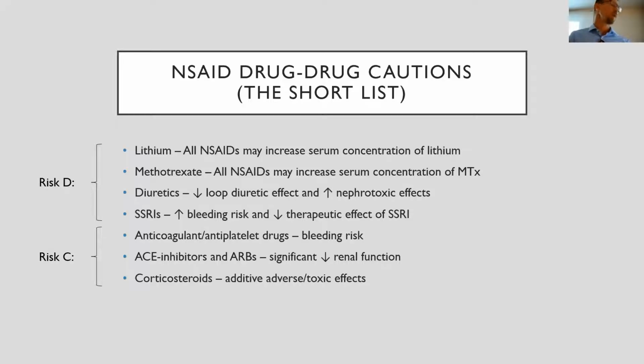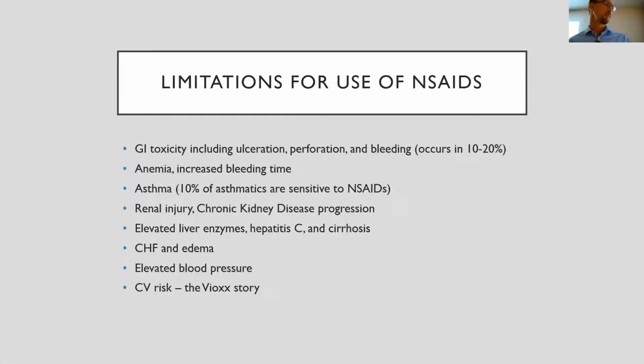So then these last three are risk C. C is where you want to do careful monitoring. It doesn't mean that you necessarily can't use the two medicines concurrently, but you do want to be very cautious with that. Obviously, anticoagulants and antiplatelets for the bleeding risk, the ACEs and ARBs for renal injury, and corticosteroids, mainly because they're having a lot of the same side effects. Both of those medications are going to be working on prostaglandin.